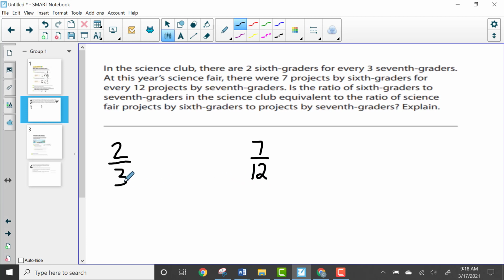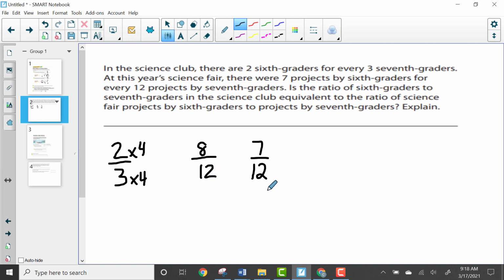So we can see 3 can go into 12. All right, now what do we need to do to 3 in order to get it to 12? We got to multiply by 4. And so since we are multiplying the 3 by 4, we are also multiplying the 2 by 4. Okay, so we multiply 2 times 4, that's going to give us 8. 3 times 4, that's going to give us 12.